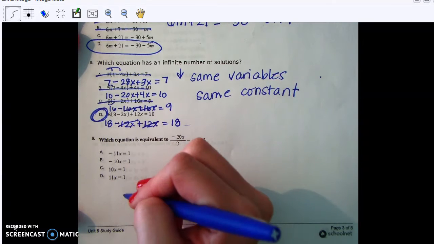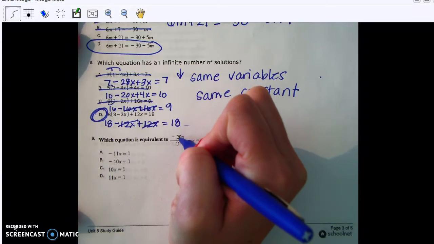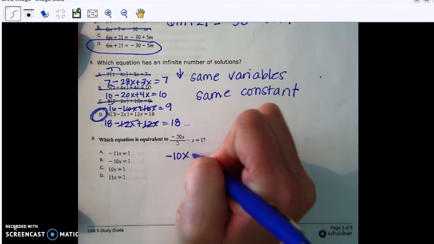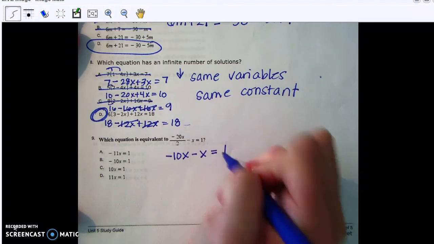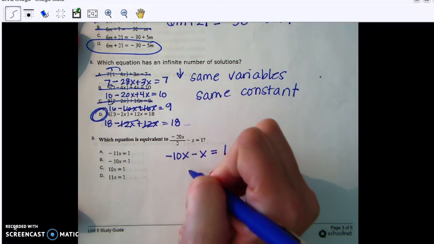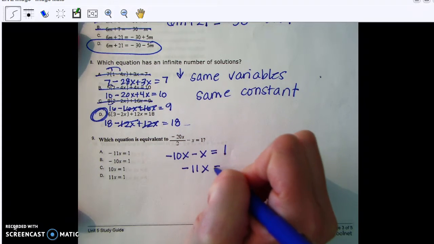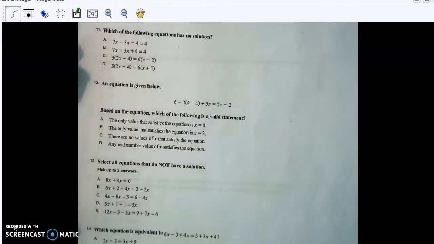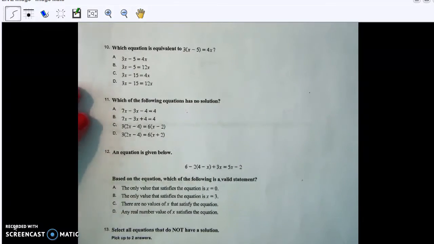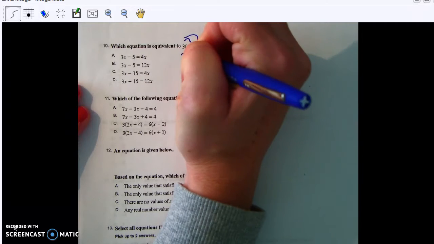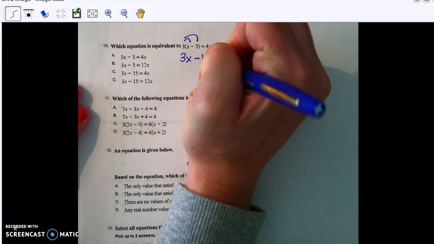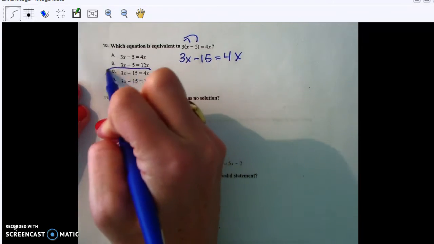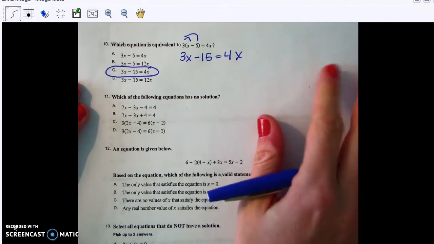Which of the following is equivalent? So if I do negative 20x divided by 2, I get negative 10x minus x equals 1. Negative 10x minus x is negative 11x equals 1, which looks like A is our answer. Which equation is equivalent? Again, if I distribute, I get 3x minus 15 equals 4x. 3x minus 15 equals 4x is C.